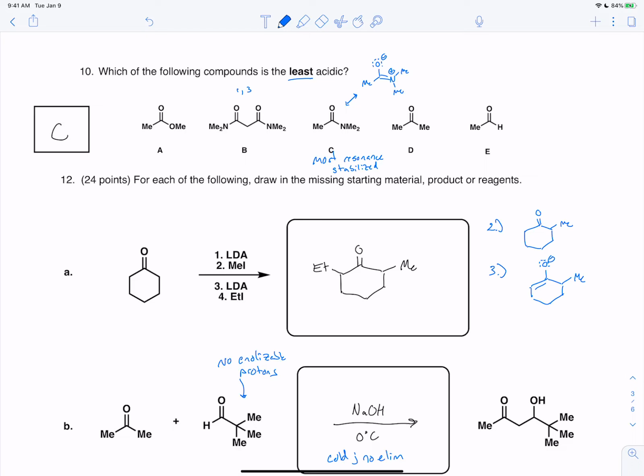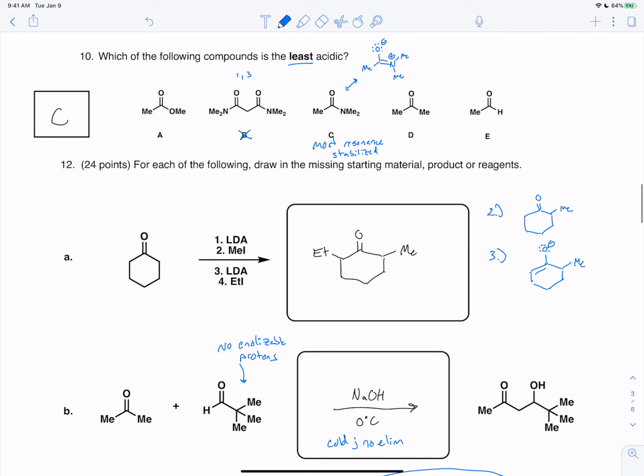Number 10 is asking which of the following is the least acidic. So when we go and look at our options, we can hopefully be able to get rid of B very quickly. It's a 1,3-dicarbonyl, so we know those are always much more acidic than other types of carbonyl compounds. From what we've seen in class so far, we've seen a lot of ketones and aldehydes versus esters. Esters are always less acidic than ketones and aldehydes, so we can probably get rid of these pretty quickly.